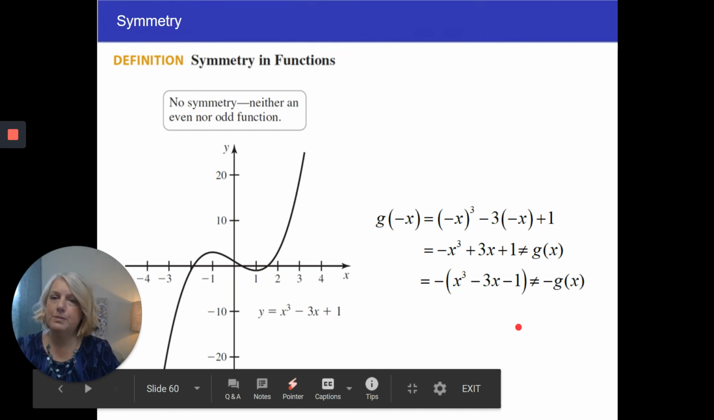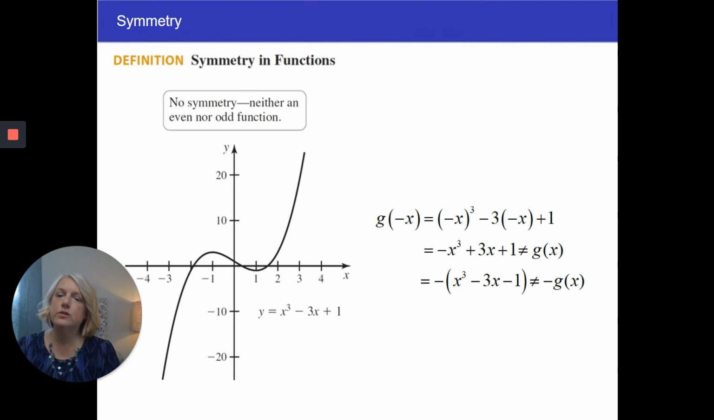All right, so that wraps up this recap of difference quotients and symmetry. You should be ready to begin the next activity that we have in class.